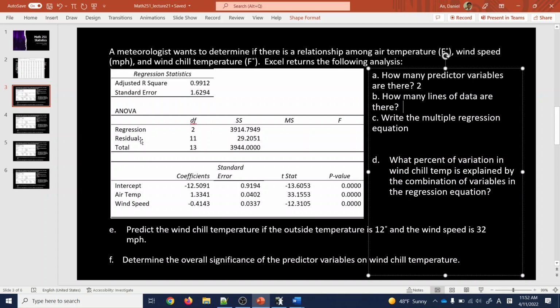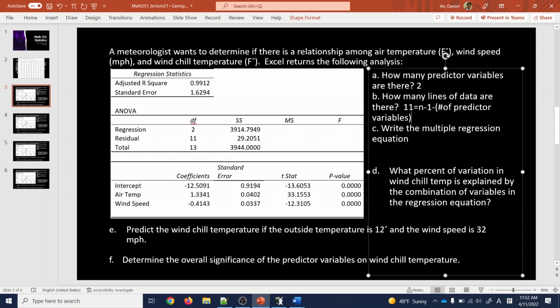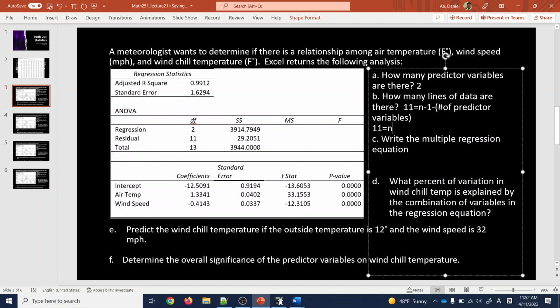Okay, it's n minus 1 minus the number of predictor variables. So this 11 is equal to n minus 1 minus the number of predictor variables. How many predictor variables do you have? You have 2. That's the degrees of freedom of the regression, right? So now you know that 11 is equal to n minus 3. So you know that n must be 14. That's how you get the number of data points.